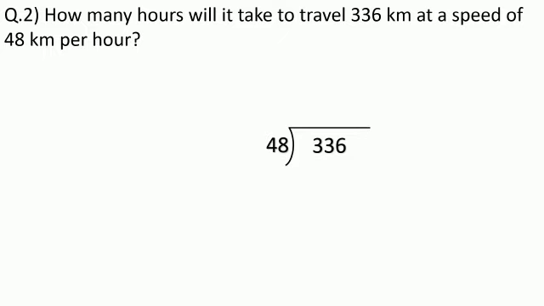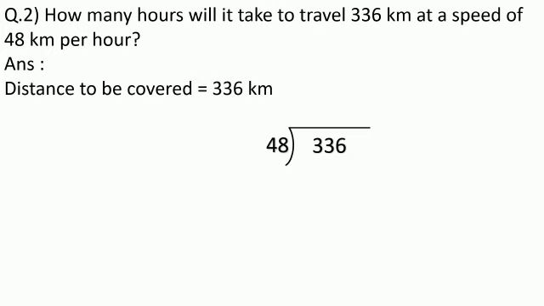So now let us solve that division sum. So divisor is 48, dividend is 336. So first important step we have to do is that we have to write the answer. So answer will be, statements are very important for the word problem sum. If you will not write the statements, you won't be able to get the marks. So the important part in the word problem sums are that is your statements, then is the doing division, and then the last statement. So first statement, distance to be covered.